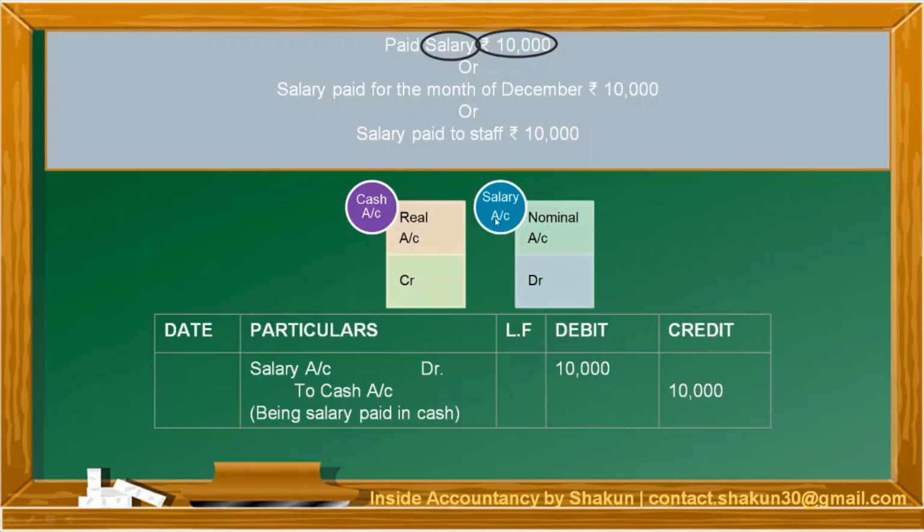Now how do we know that salary is an expense? We look at the word paid here. Paid is written in all three. So obviously if we are paying for something, that means it is our expenditure. Therefore salary is debited, and to cash, amounts written in the debit and credit, being salary paid in cash.